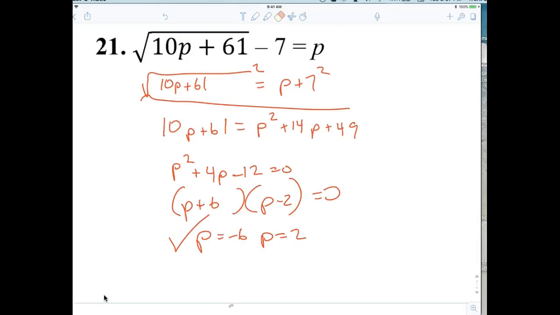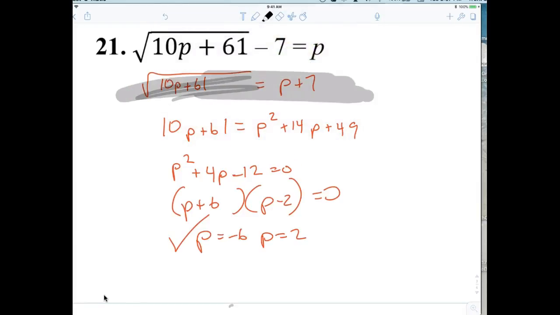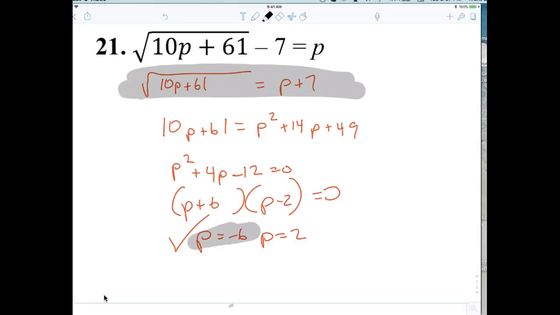Do you hear me, Walker? You're plugging it in right here. Just that side. And the other side. One side. Do you see that or not, Walker? Do you see why negative 6 works? Because what's negative 6 plus 7? Yes. That's what I'm saying. Good?